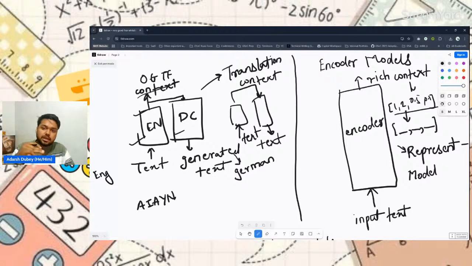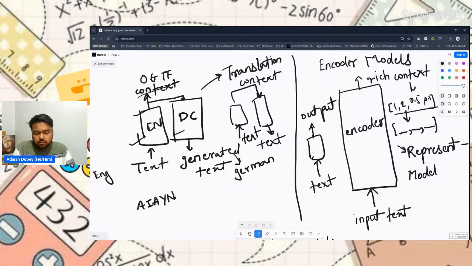What happens inside the encoder or inside the decoder, we are going to look at that, so don't worry about it, but just have this in mind. What is the encoder decoder model? Then we have encoder only models, which are also known as encoder models or representational models. What do these do? They take in some text, and then they produce some output, and that output is generally numbers. We generally call it context.